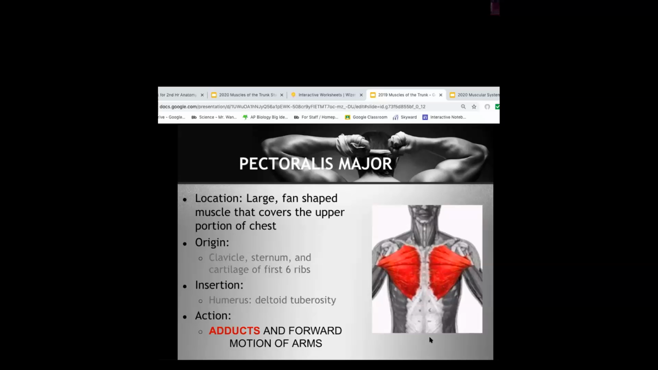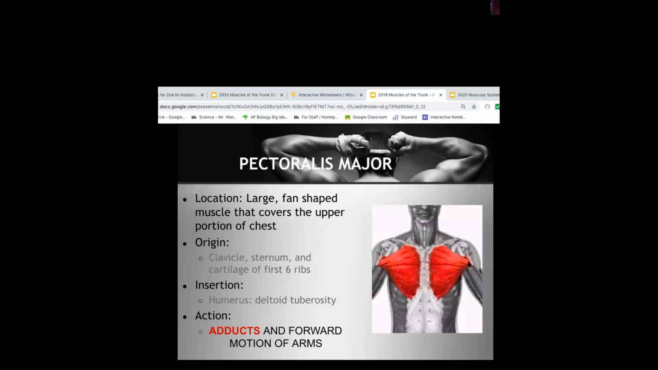So you can see this big fan-shaped muscle of the chest. And again, it has a very long origin. So rather than having a tendon, like your bicep has a tendon, this has a sheet of connective tissue. They're called aponeuroses. Okay, so this big sheet, and its origin is all along this area. So you can see the entire sternum, part of the clavicle, and down to the first handful of ribs, okay? So very big origin. Insertion is on the deltoid tuberosity.